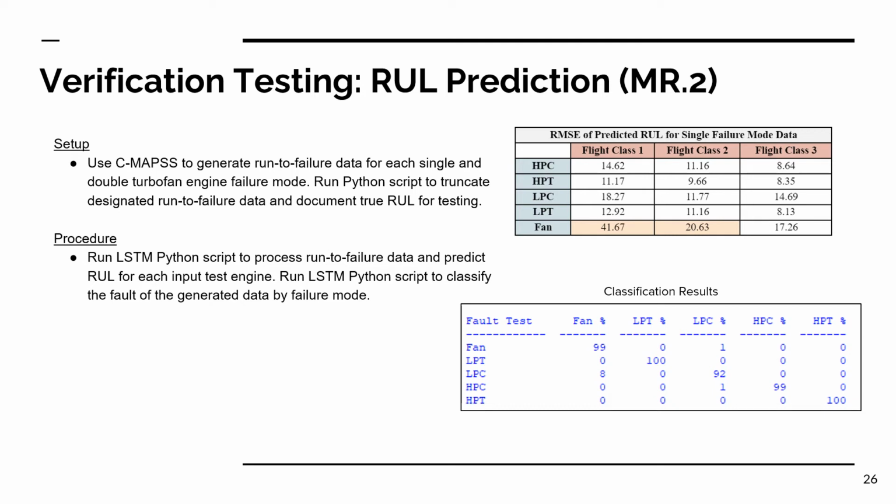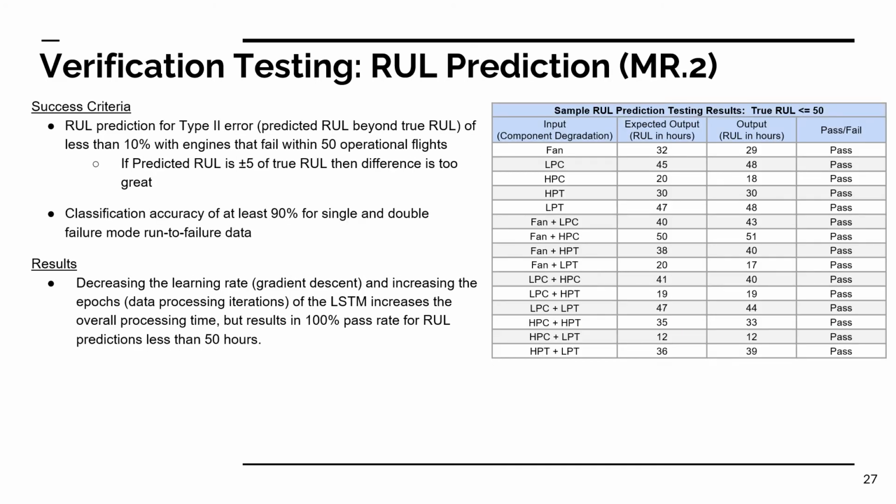We will then run the LSTM, or neural network, Python script to process the run-to-failure data and predict the RUL for each input test engine. We will then run our script again to classify the fault of the generated data by failure type. The success criteria is that RUL prediction for type 2 error would be of less than 10% with engines that fail within 50 operational flights.